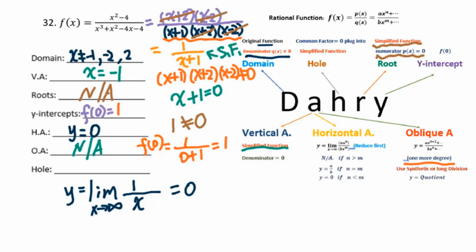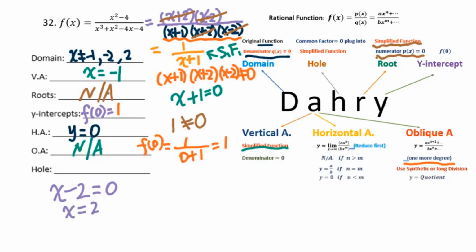Holes, we have 2 holes for this rational function. You set up the factor x minus 2 equal to 0. Then x equals 2. Then plug 2 into this simplified function. 1 over 2 plus 1. That is 1 over 3. Therefore, you have 2, 1 over 3.